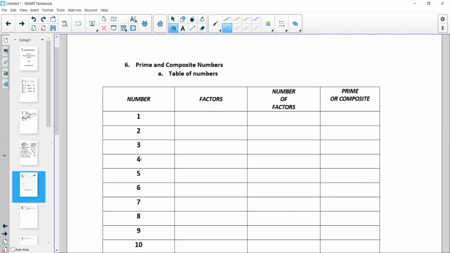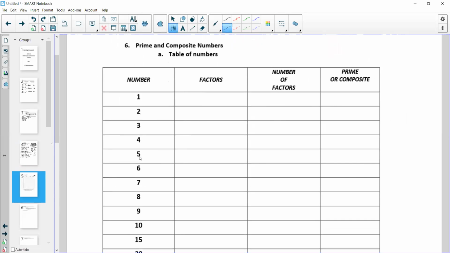Next, let's look at prime and composite numbers. So I want you to think about factors, okay? We talked about factors earlier, and we think about the factors of 1. Well, the only factor is 1, and so we would say the number of factors would be 1. The number 2, well, what are the factors? Well, we've got 1 times 2 gives us 2, so we would say the number of factors would be 2. What about 3? We've got 1 times 3, so it also has 2 factors.